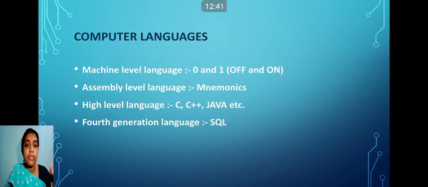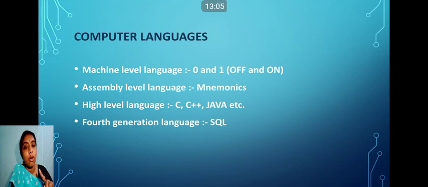As the chapter is divided into two parts, categories of computer and computer language. Computer language is divided into four categories. The first one is machine level language. In machine level language, what do we consider? 0 and 1. Only two digits are there, 0 and 1.